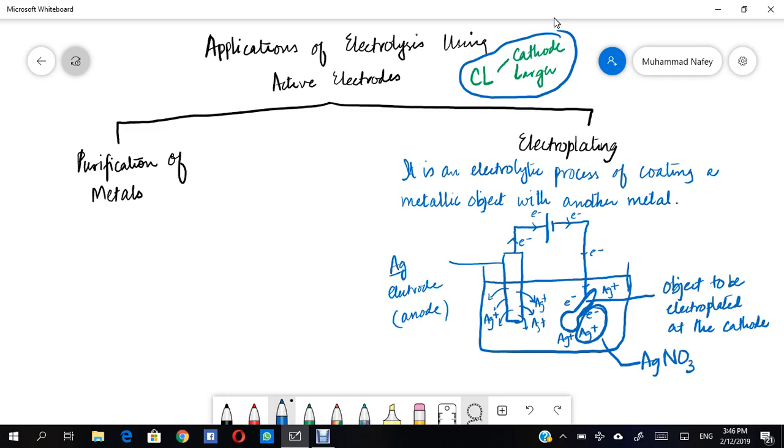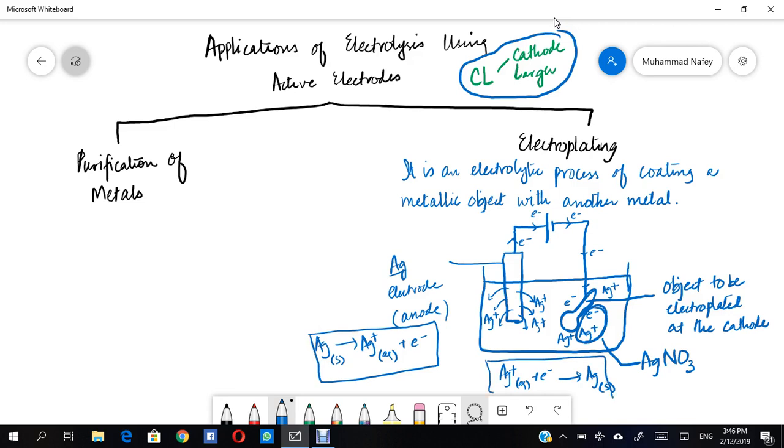So what happens at the anode? Ag solid gives us Ag+ and an electron. And what happens at the cathode? These electrons are gained by the silver ions. So Ag+ plus an electron gives us Ag, which is a solid. So these are the equations.